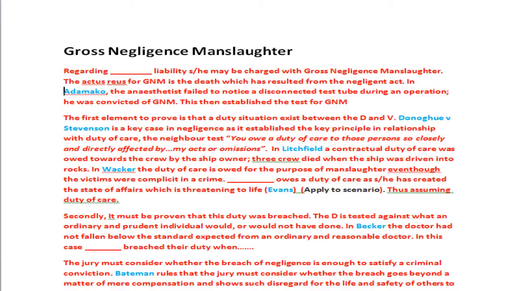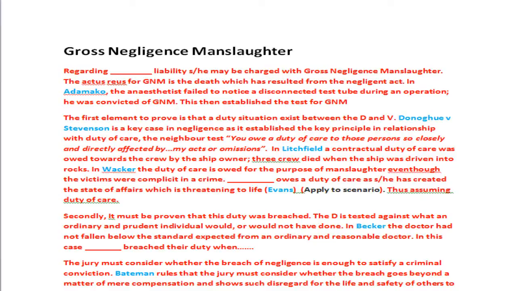The first element to prove is that a duty situation exists between the defendant and the victim. Donoghue v Stevenson is a key case in negligence as it established the key principle in relation to duty of care, the neighbour test. You owe a duty of care to those persons so closely and directly affected by acts or omissions. Then you explain the neighbour test in relation to duty of care. Then you go into normal cases for general knowledge.